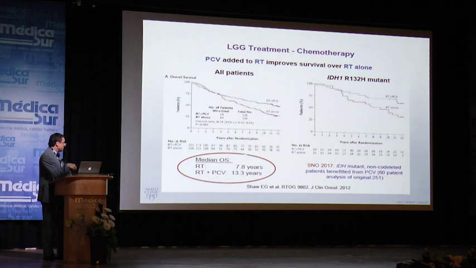So with radiation alone, patients live about 7.8 years. If you do radiation followed by chemotherapy, the survival goes up to 13.3 years. So this is a huge discovery, which really changed the way we treat low-grade gliomas nowadays. And most patients, especially in the high-risk, low-grade group, will be considered for chemotherapy.